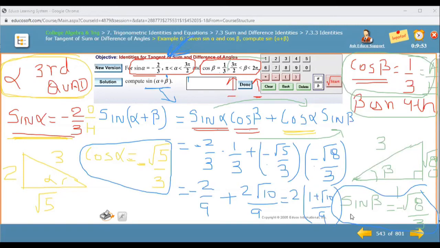It depends. If we are not talking about EDUCO, on your exams you will have 4 answer choices, so you have to figure out which one is the correct answer. So could you write it as 2 plus 2 radical 10 all over 9? That's right. That's correct.